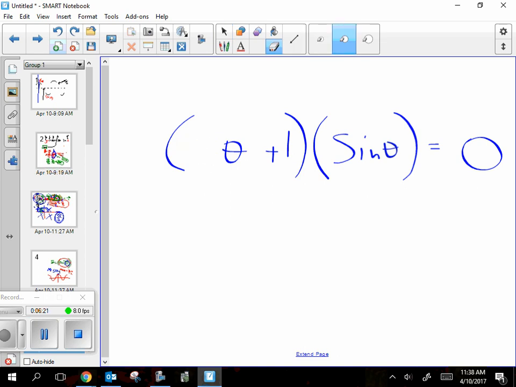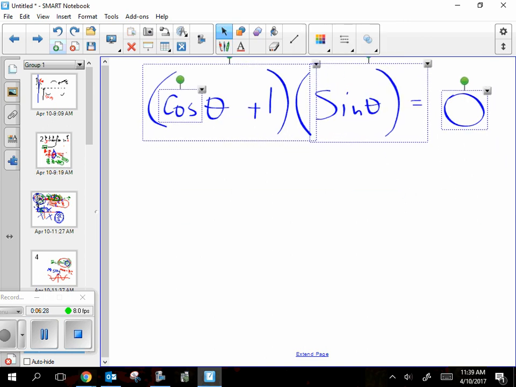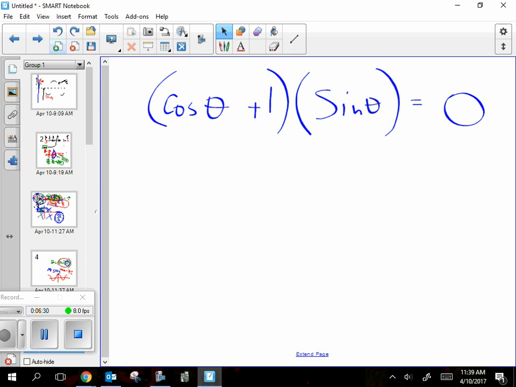This is cosine of theta plus 1 and sine theta. And they're being multiplied, and it equals 0. The hint is both of these have to equal 0, so you get a whole bunch of different answers. I'll pause for a moment while you try that one.